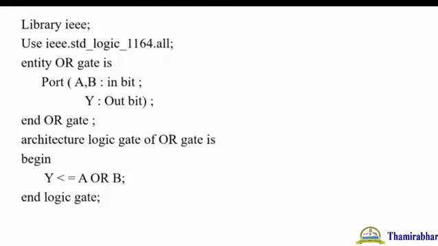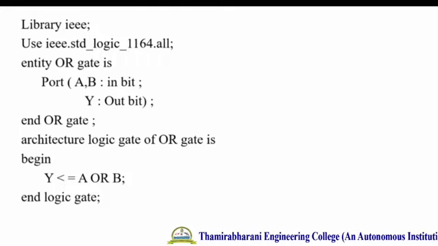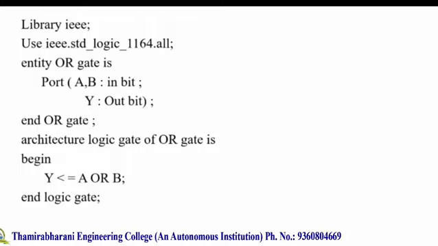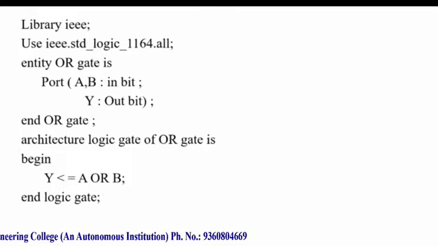So if we are using AND gate, then we have to write end AND gate, where the entity name is AND gate. Here we are writing for data flow modeling for OR gate. So end entity name. What is our entity name in OR gate? OR gate.